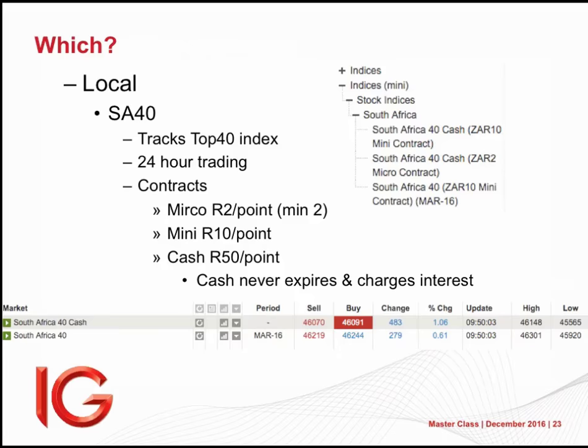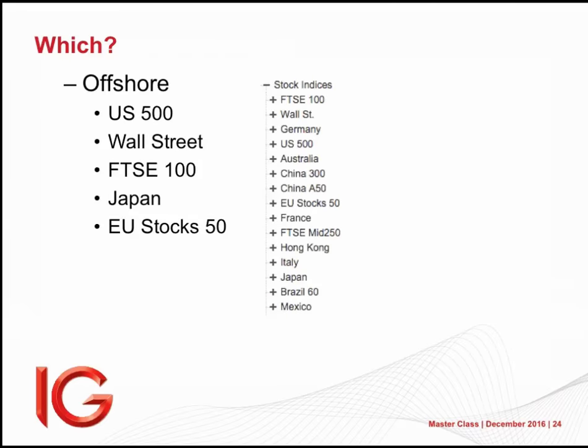Within the IG platform, the local indices, of which the only one we have is the SA40, you find under indices. There is tracking top 40, there's the cash, there's a mini which goes down to 2 rand a point, although it's a minimum of 2 contracts. So the micro, the mini, and then the cash at 50 rand a point. So those are in essence the ones that we're going to be trading. The offshore ones, you go to your offshore platform, there are a gazillion.